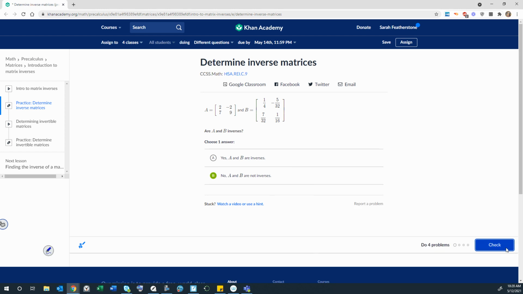So checking my answer, I got it. And I can move on to another question. It's very much like the same thing. Again, you type one of them in and find the inverse. If it matches, then yes. Or you can type them both in, multiply them together, and see if you get the 1, 0, 0, 1. And if you do, they are inverses.